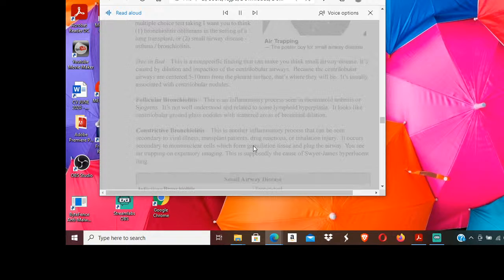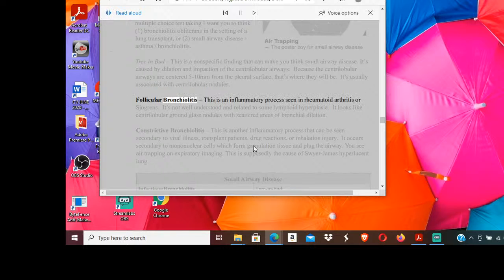Bronchiolitis obliterans in the setting of a lung transplant, or small airway disease, asthma, bronchiolitis. Air trapping, the poster boy for small airway disease. Tree in bud, this isn't a specific finding, but it can make you think small airway disease. It's caused by dilation and impaction of the centrilobular airways. Because the centrilobular airways are centered 5 to 10 mm from the pleural surface, that's where they will be. It's usually associated with centrilobular nodules.